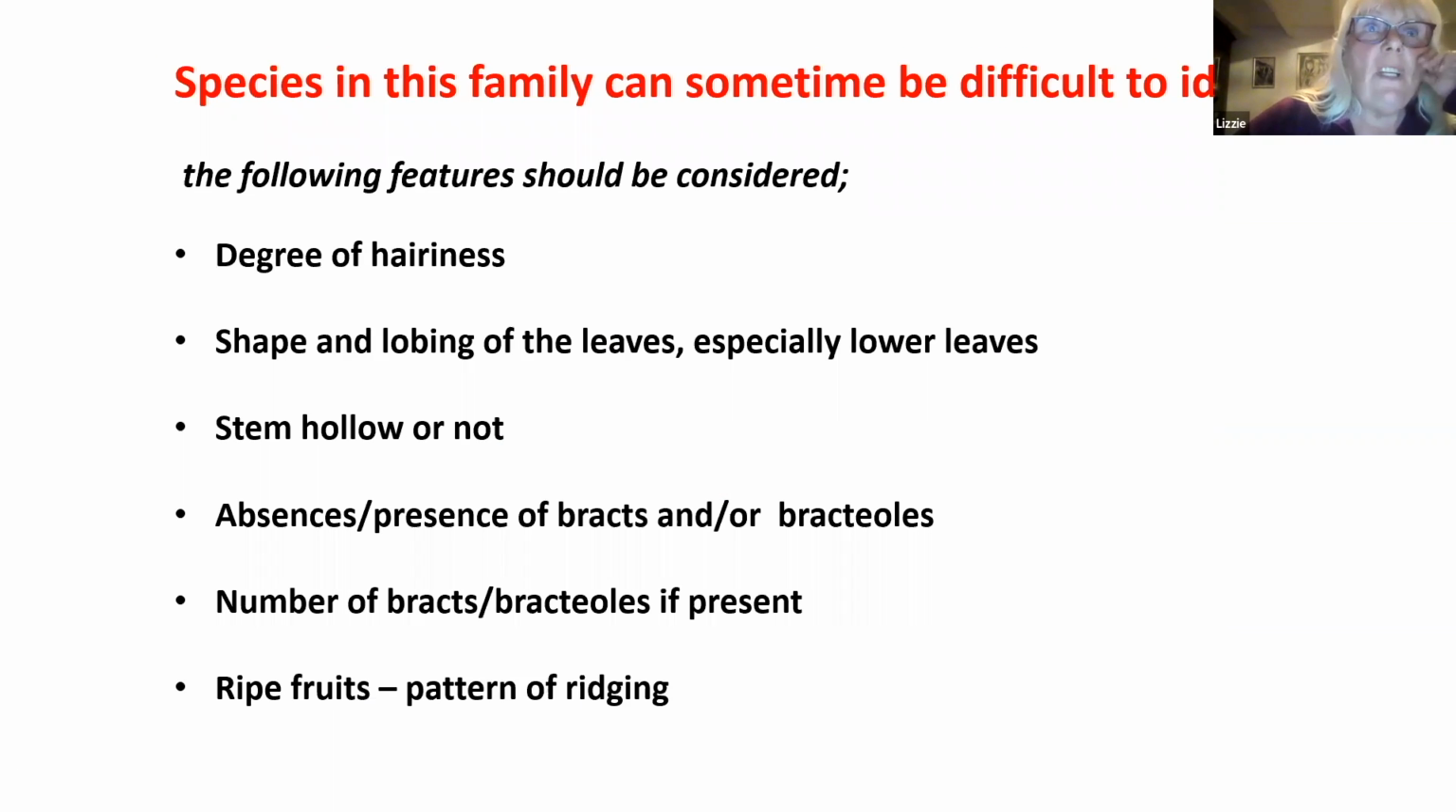Now, this family can be quite difficult to identify because there are so many white flowering umbels, and they do look very similar unless you get your eye in and start to see what the differences are. So the kind of thing you look for is a degree of hairiness. I mean, hogweed is really quite a hairy plant. And the shaping and lobing of the leaves, especially the lower leaves.